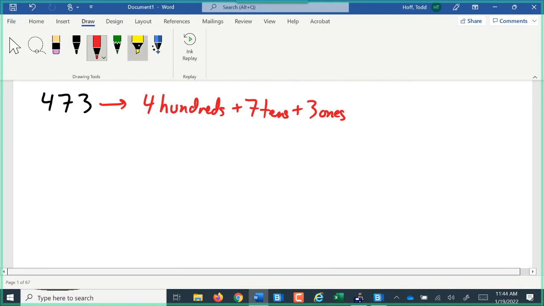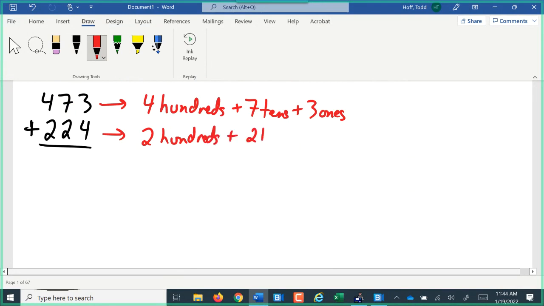We see it written that way. We can see now that this is not just a 7, it's 7 tens. Every digit of that number is a count and a name. So if we go to add to it, let's say we're going to add 200 and, again, we'll write that out. That's really 2 hundreds, 2 tens, and 4 ones.